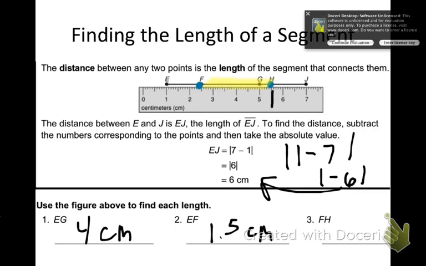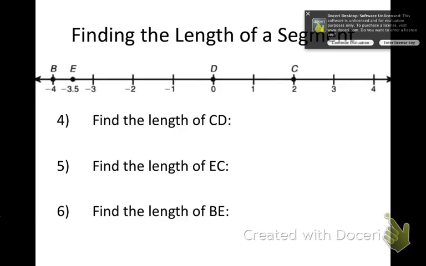So I have 5.5 right there and 2.5 right there. What's 5.5 minus 2.5? What is it, Austin? 3. Yep, 3 centimeters is correct. All right, try these 3.